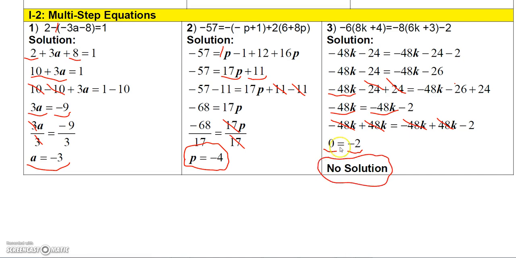Now, on the other hand, had I gotten a statement that's always true, like 0 equals 0, then this would be a problem that has infinitely many solutions, because it would then be an identity. So this is a false statement, but if you had gotten 0 equals 0, then you would have had an identity, which is true for every value of k. So this problem has no solutions though. So that's how you solve problems that have 3 or more steps in them on these linear equations.